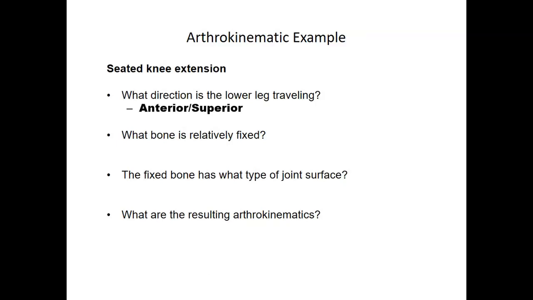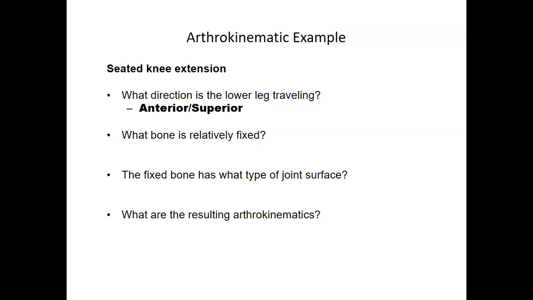What direction is the lower leg traveling in for seated knee extension? So I'm sitting on the edge of the table and I'm extending my knee. So the lower leg is traveling... you could call it anterior. You could also call it superior. Nomenclature, I mean, as long as you understand what you're talking about.